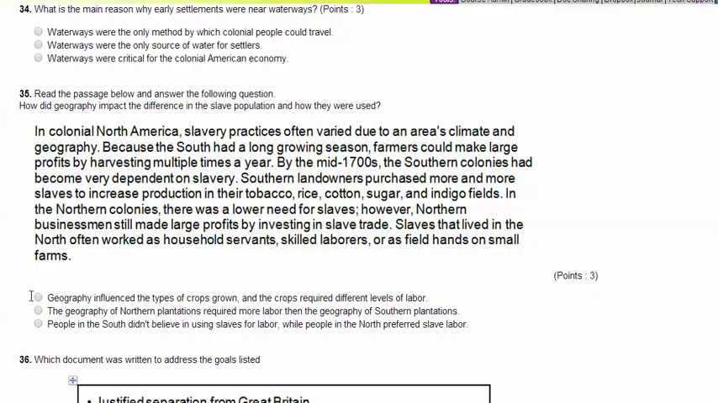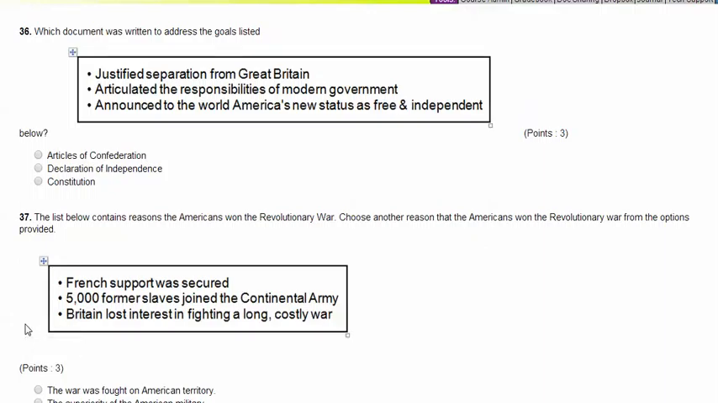Our options are geography influenced the types of crops grown, and the crops required different levels of labor. The geography of northern plantations required more labor than the geography of southern plantations. Or the last option, people in the South didn't believe in using slave labor, while people in the North preferred slave labor. Question number 36, which document was written to address the goals listed?